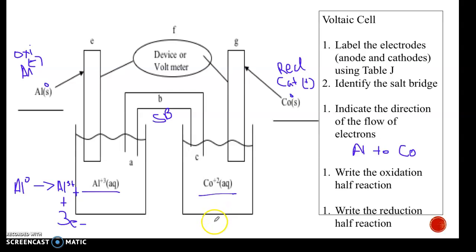And then over here, cobalt, we are starting with Co 2 plus, because it's going to gain electrons, arrow, and then it's going to go to cobalt 0 after it gains the 2 electrons, because it's becoming more negative. But how many electrons were involved with that? Well, it's going to be 2 electrons, so plus 2e minus.